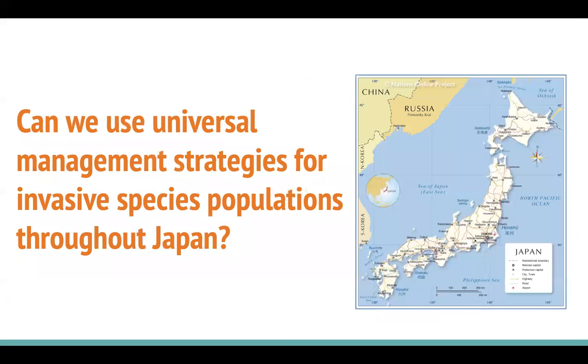So in order to better understand the invasive species that affect our community, we must look at invasive species on a broader scale. Our research is distinctly looking at the phenotypic and induced response variation among different populations. With a better understanding of the evolutionary history of the nightshade, we can answer the question, can we use universal management strategies for invasive species populations across Japan?